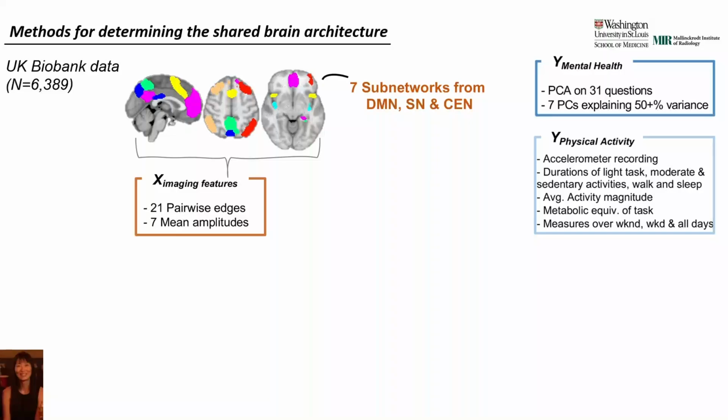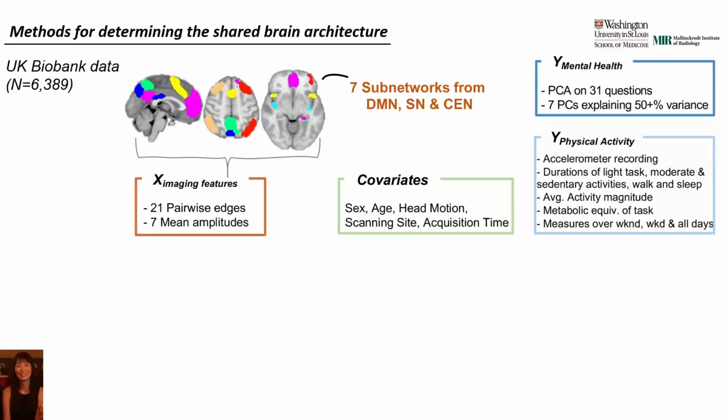And then lastly, on the physical activity side, we use data from an accelerometer, a wrist-worn step counter that people were given to wear for, I think, a week or two. And a previous study developed a machine learning approach to extract summary measures from that. So we had summary measures on the duration of light activity, moderate activity, sedentary activity, sleep, things like that. And then we had some covariates that I'm listing here.